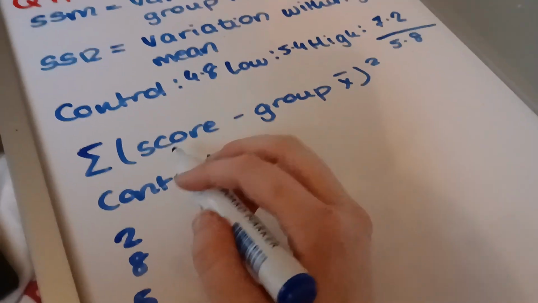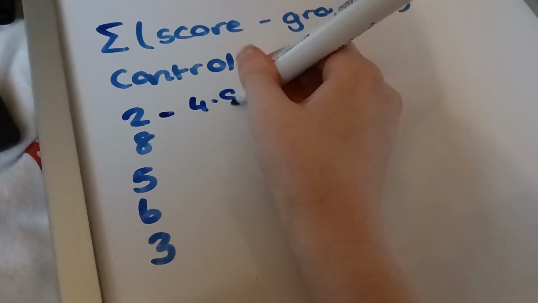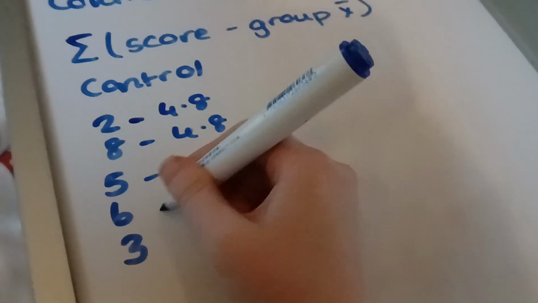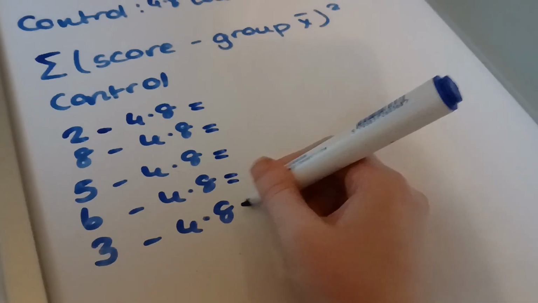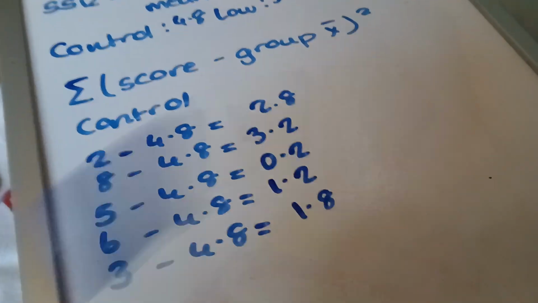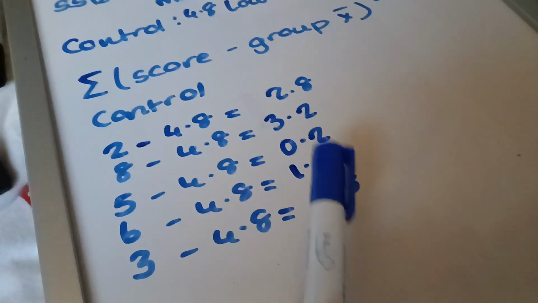So if we go back to our formula, it's the score minus the group mean. So the group mean for control is 4.8. So we do 2 minus 4.8, 8 minus 4.8, and so on. All of them minus 4.8. So I'm just going to calculate all these and find the difference of all of these. So I just calculated the difference. You're ignoring any minus signs because we're just specifically looking for the difference between them. So we don't need the minuses or anything.